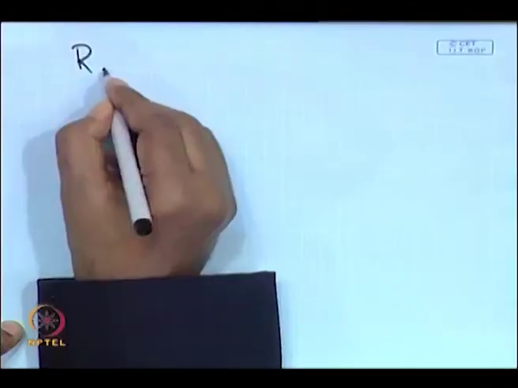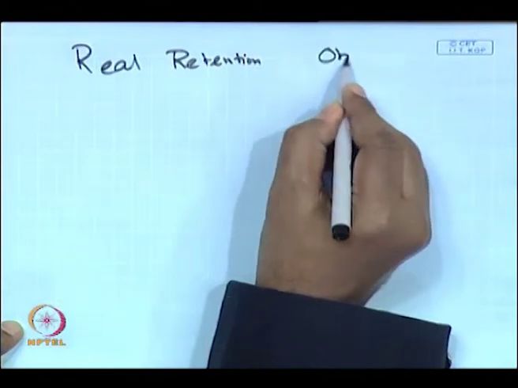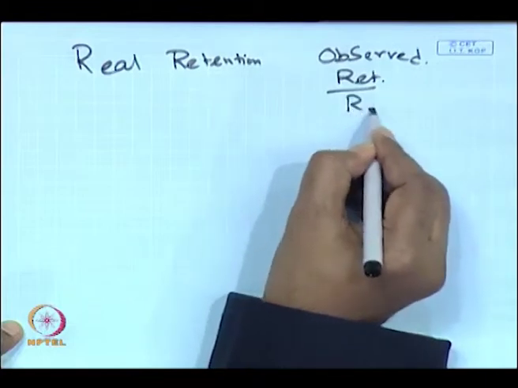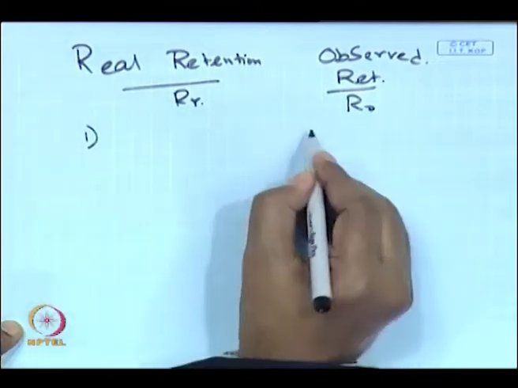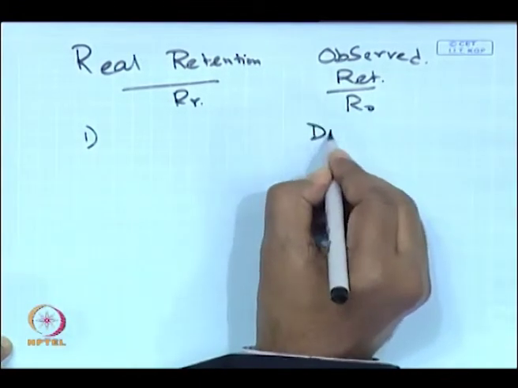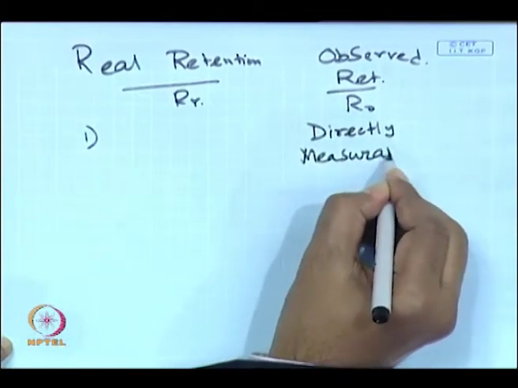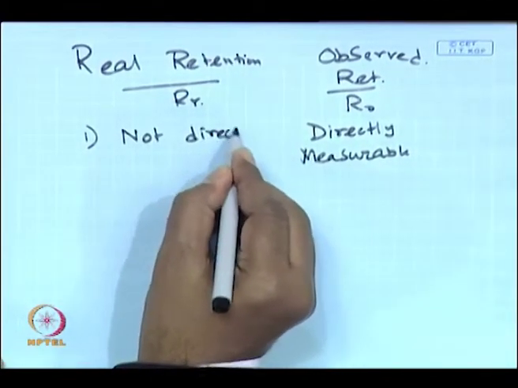So now, in the second part of this lecture, we talk about the difference between the real retention and the observed retention. First of all, observed retention is directly measurable, experimentally measurable. Real retention is not directly measurable.